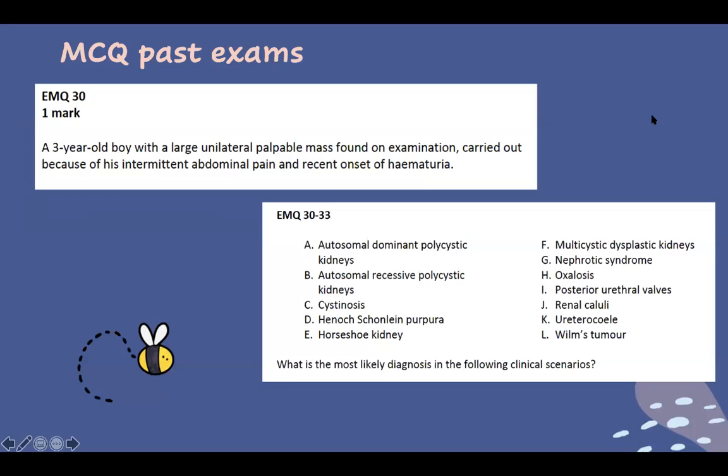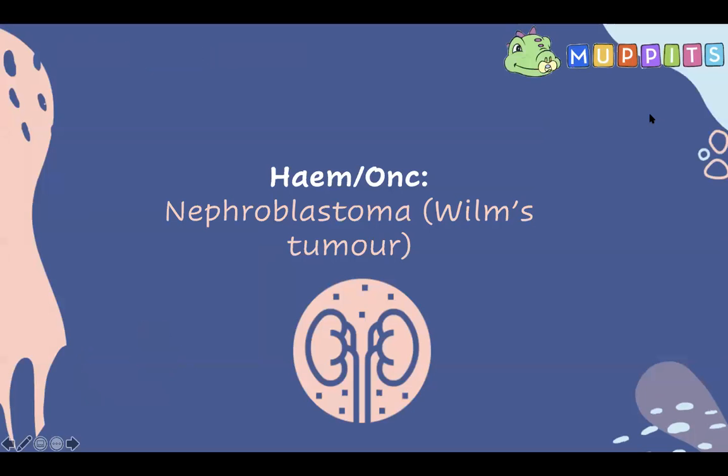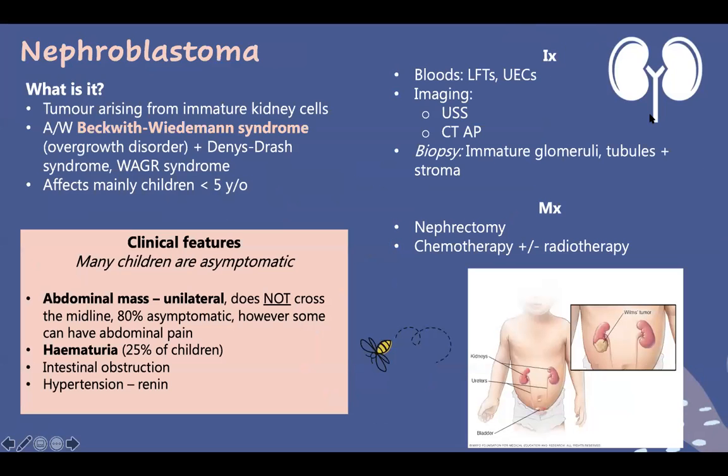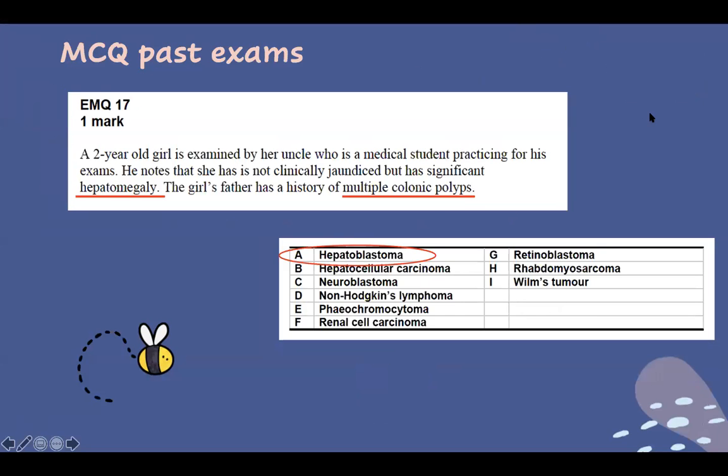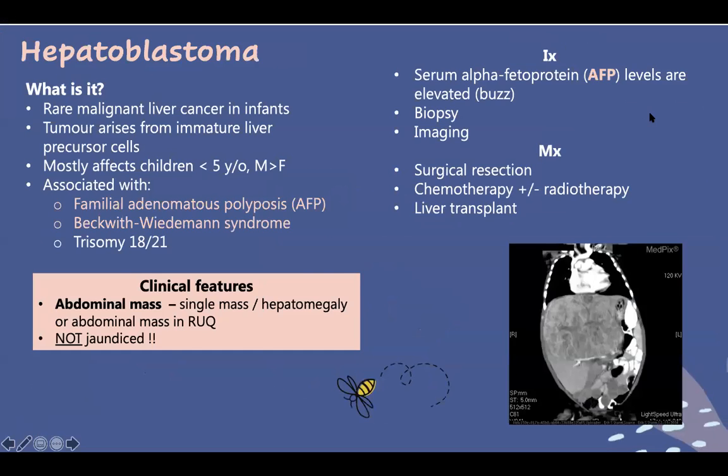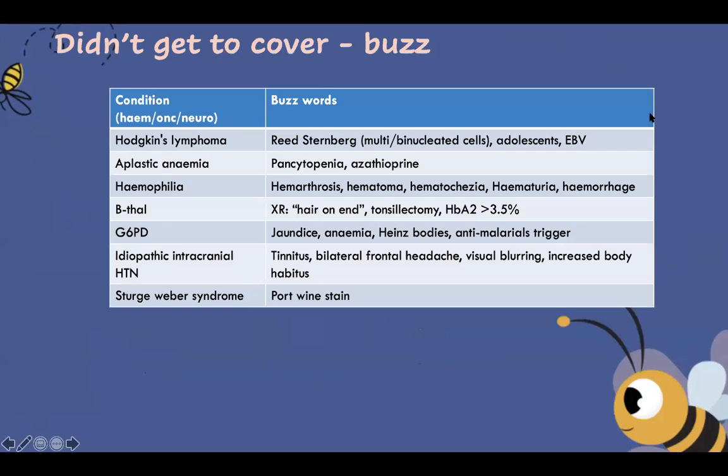What if I told you there was Beckwith-Wiedemann syndrome? Would make it easier. Okay, so this is a nephroblastoma or Wilms tumor associated with the overgrowth disorder. Okay, I see you making noises, and hepatoblastoma and everything we didn't get to cover.